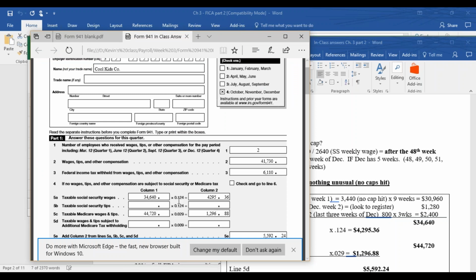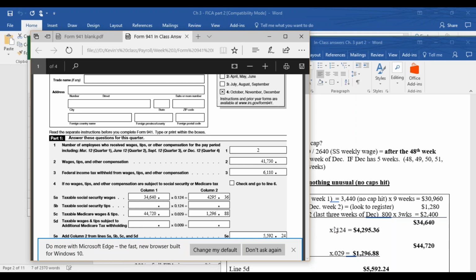So I look at 5A, column 1, 34,640. Now it tells you to multiply that by 0.124, and I do that on my sheet. Plus here, I went ahead and just put it in. We're going to skip 5B. We're not going to usually do that. We're going to come down here to 5C, taxable Medicare wages.